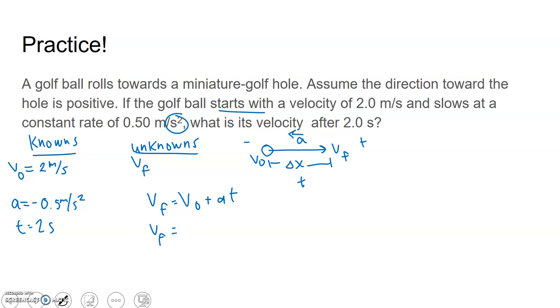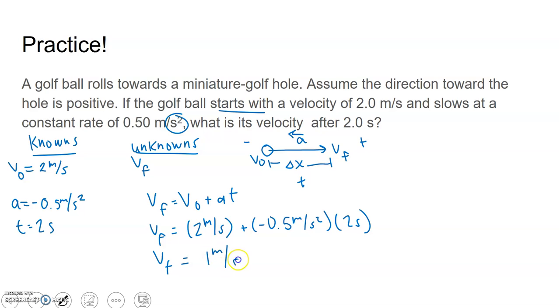We'll put in what we know. So the final velocity is equal to 2 meters per second plus the acceleration of negative 0.5 meters per second squared times the time of 2 seconds. So our final velocity is equal to 1 meter per second. Notice how this has slowed down.